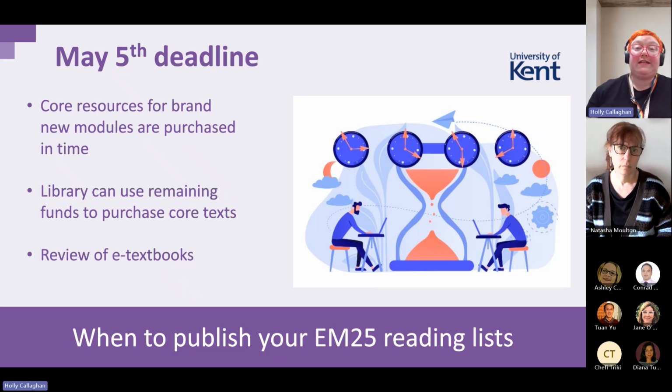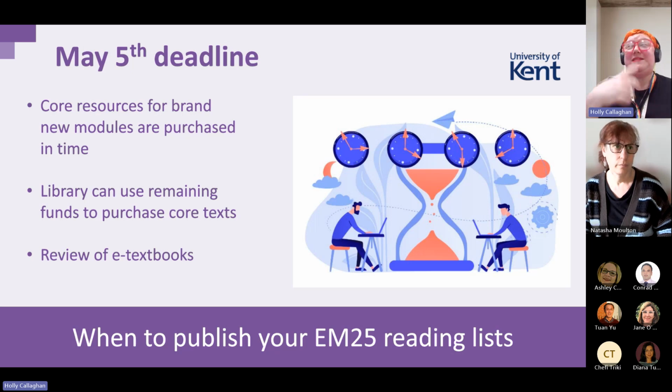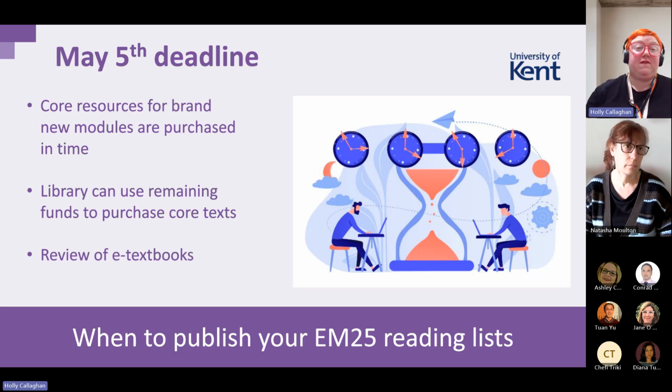It doesn't mean that reading lists that are sent to us throughout the summer won't also be processed. Of course, we'll process all reading lists that we get sent, but the idea is to stagger this work as much as possible. Potentially in the autumn term, we're going to have around 1,500 brand new reading lists, all published and needing our attention.